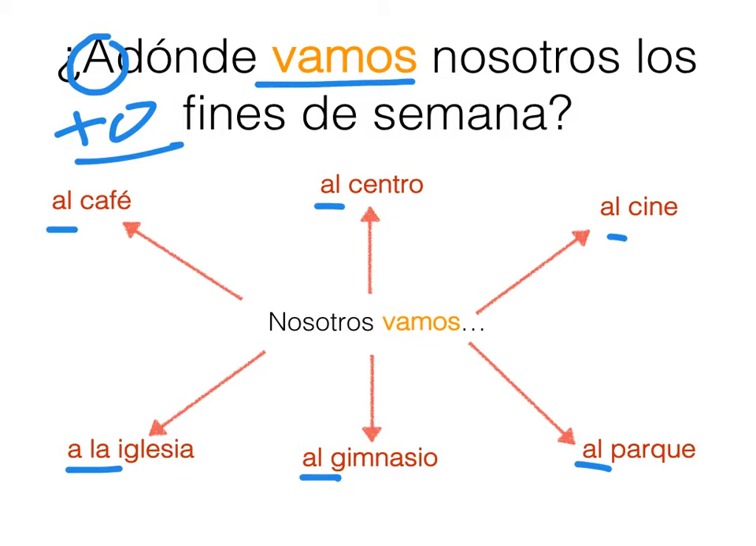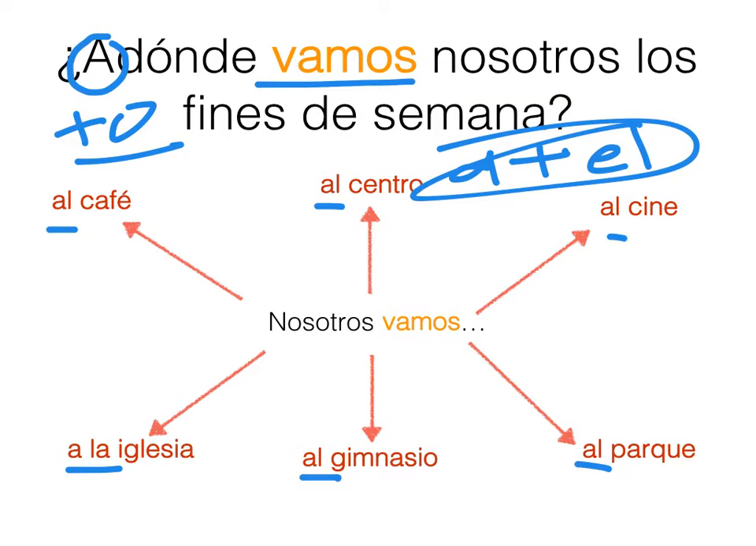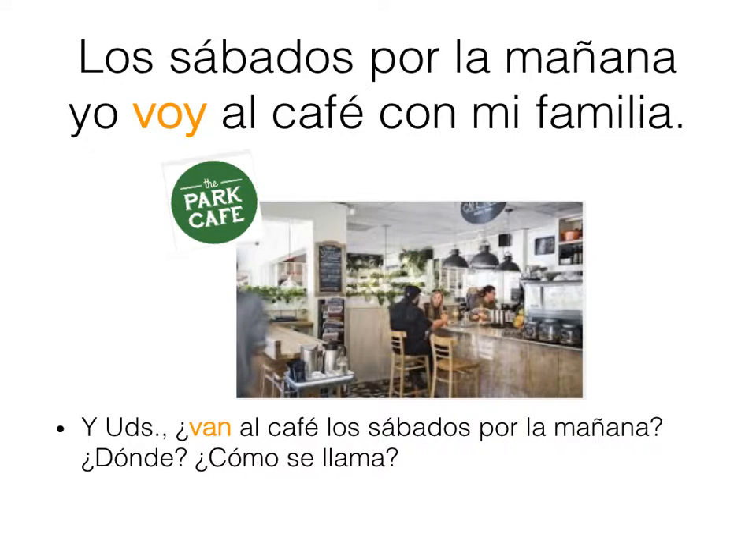We use al when we combine what? A plus L. Exactly. That gives us al. And we saw this with de. De plus L is del, or de la is fine. A la is fine, but a plus L is al. Okay. Vamos. Bueno, voy a decirles a dónde voy yo. Los sábados por la mañana, yo voy al café con mi familia. Yo voy, sí.